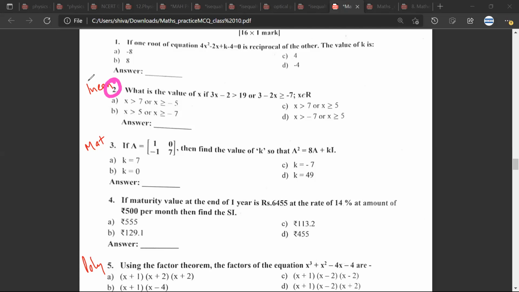So how should we do question number 2? So we have to solve both the inequations first and get the value of x.